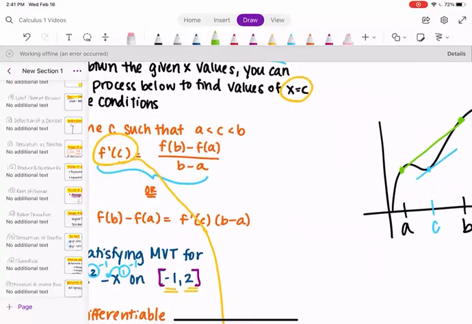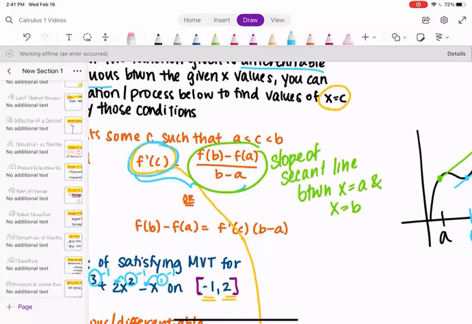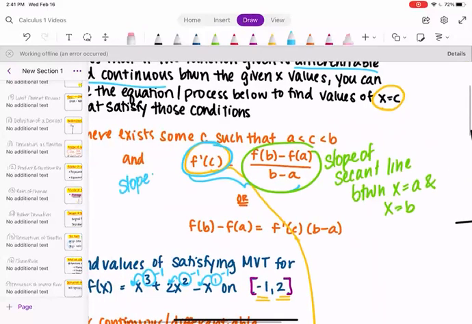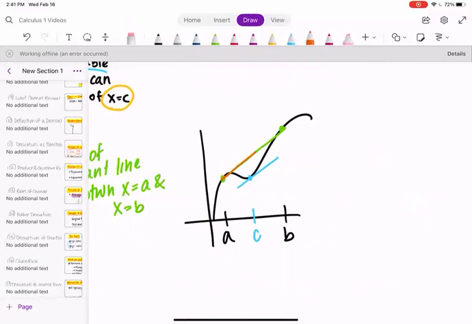But basically what we're doing here, this piece is the slope of the secant line between x equals a and x equals b. And this part right here is the slope of the tangent line at x equals c. So basically all it's saying is, if I know that the secant line between these 2 points has a slope of whatever, there has to be a point between those two x values where the tangent line has that same slope. So that's all this is saying.